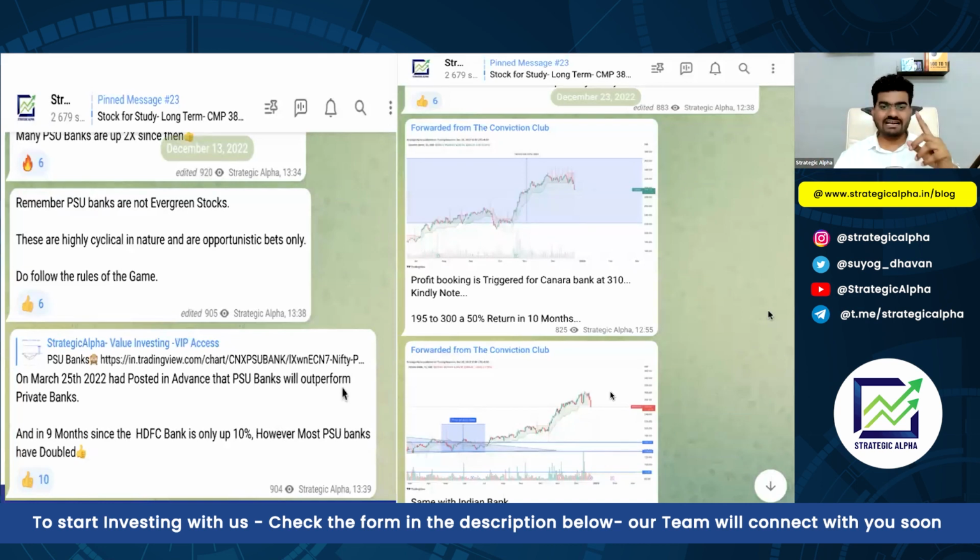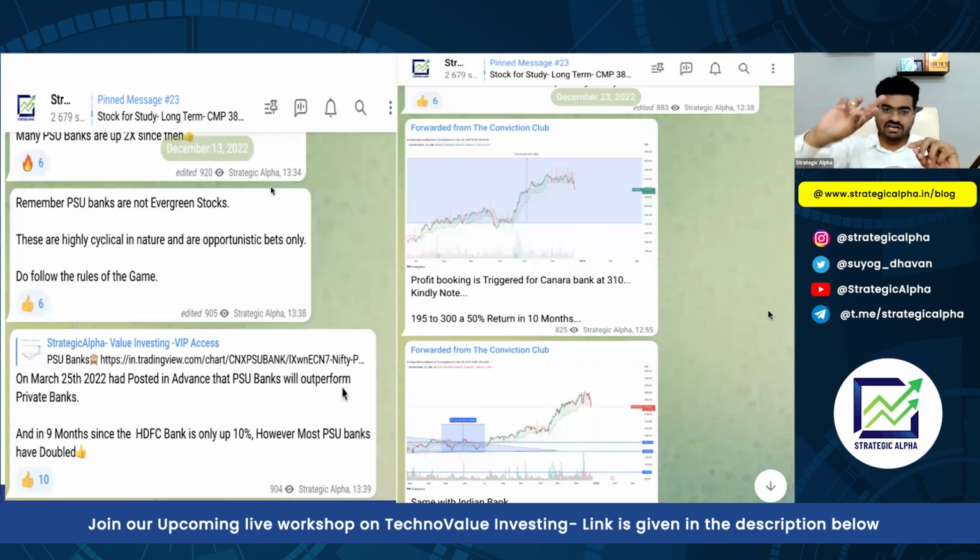The stocks like Canara Bank went up from 194 to 330. So in December, when the ratio charts once again turned negative, I alerted on Telegram on December 13, 2022, remember, PSU banks are not evergreen stocks. These are highly cyclical in nature and are opportunistic bets only. Do follow the rules of the game.